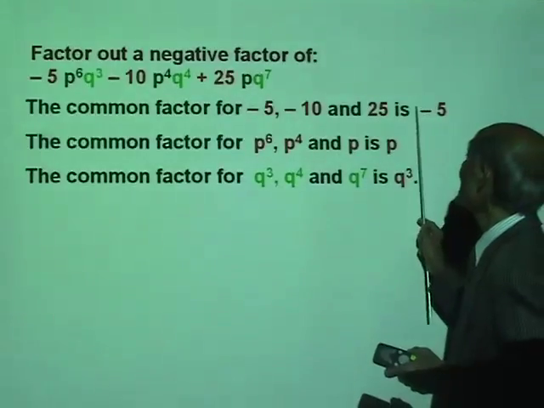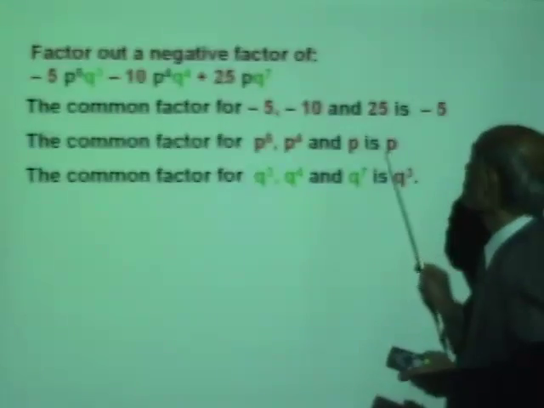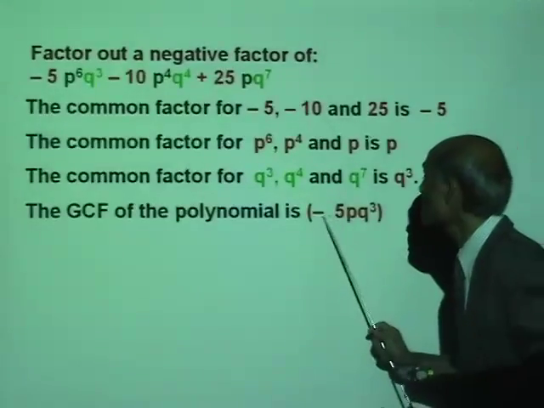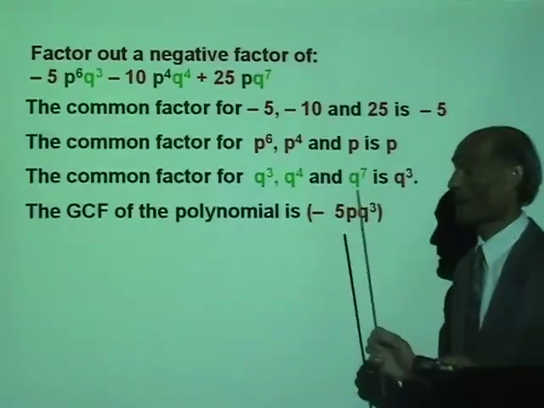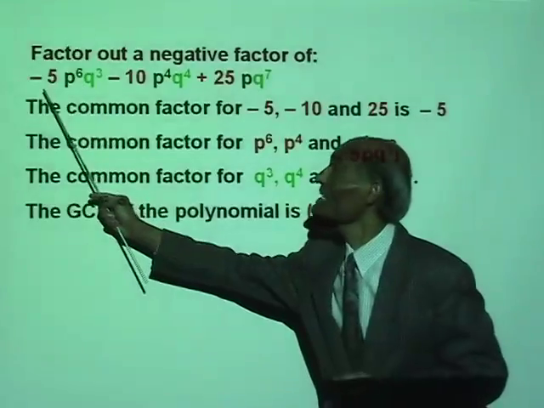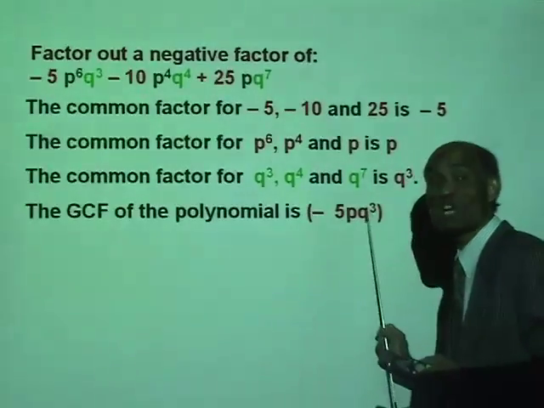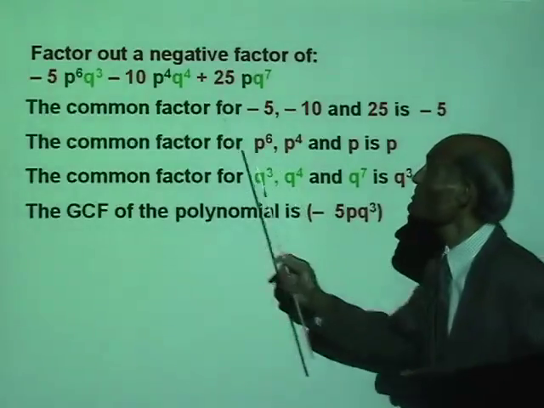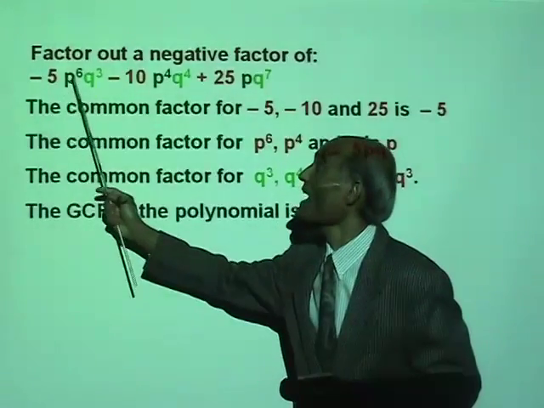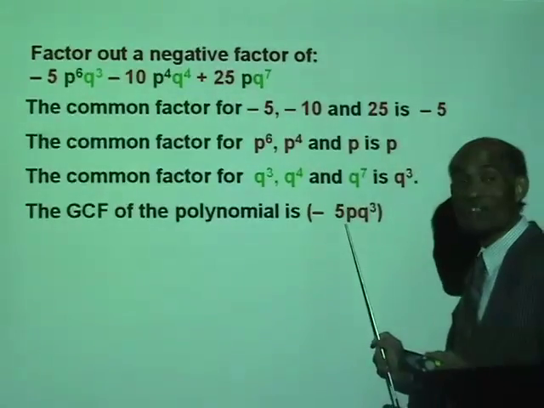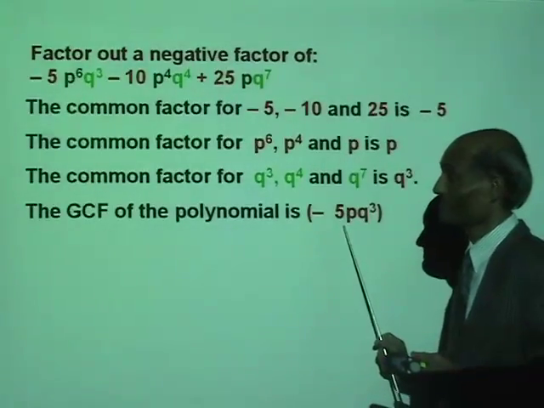So what is the greatest common factor of those three terms? It will be -5p q cube. That is the greatest common factor. And now you need to write each of these terms using this as a common factor. How do you write -5p to the 6 q cube using this as one factor?